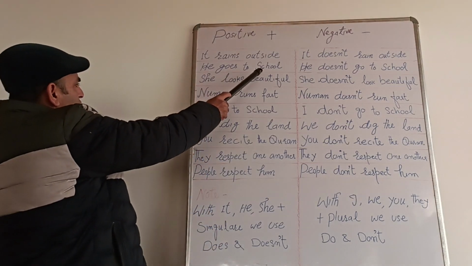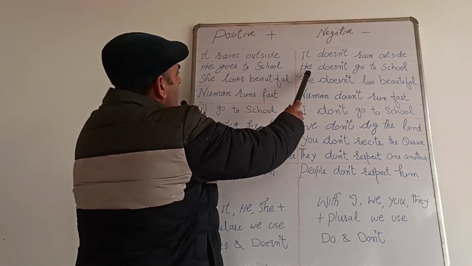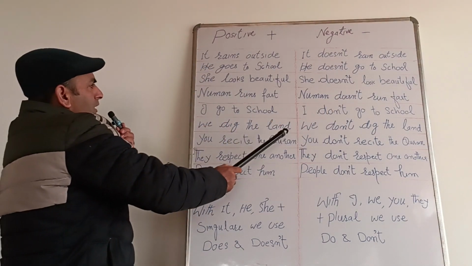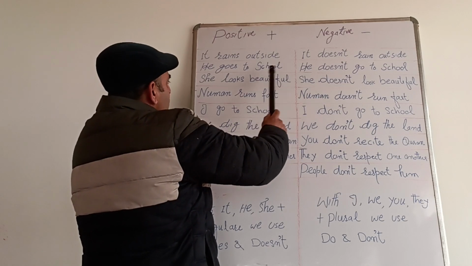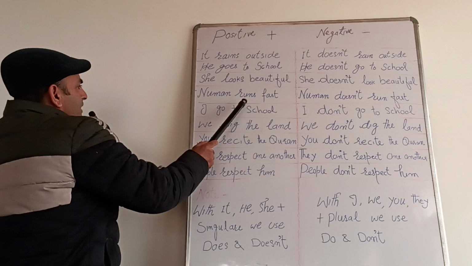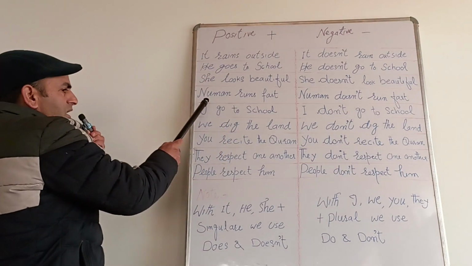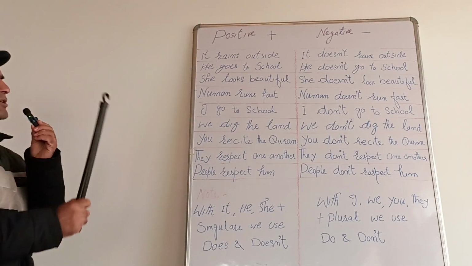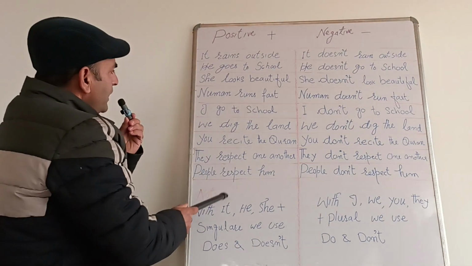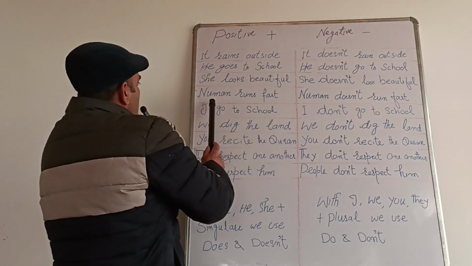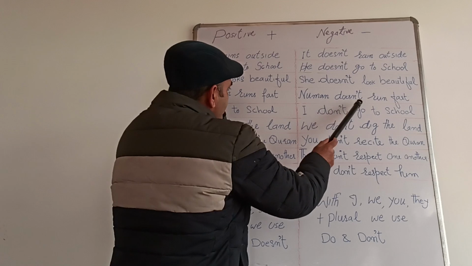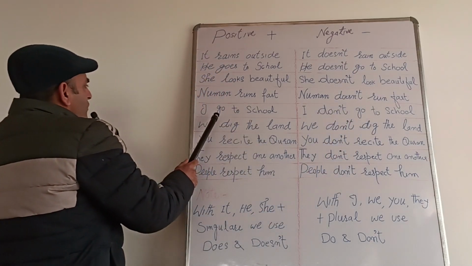So, he goes to school. In the negative we have to use: he doesn't go to school. She looks beautiful. In the negative we have used doesn't: she doesn't look beautiful. Numan runs fast. Numan is the name of a person. It is singular, and I told you in the previous class also, with singular we have to use doesn't. Numan runs fast. In negative we have used doesn't: Numan doesn't run fast.